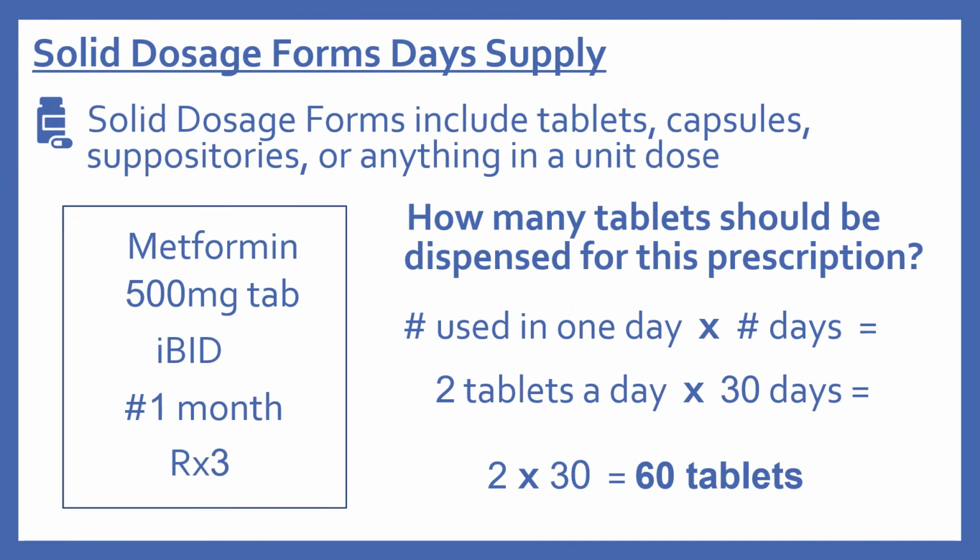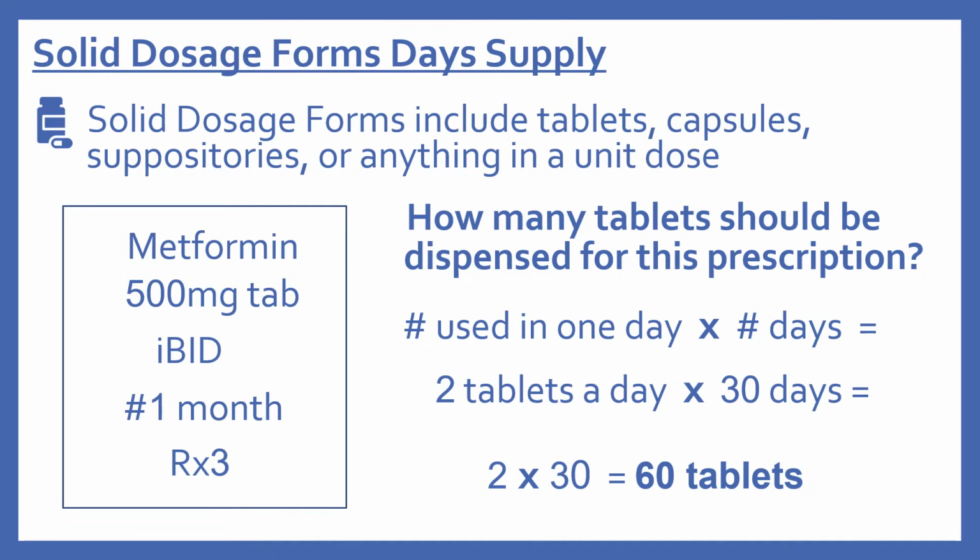So let's look more closely at the different types of prescriptions for the days supply. First, we'll start with the solid dosage forms. This includes tablets, capsules, suppositories, or anything that's in a unit dose. And I thought the best way to do this is to actually give prescription examples with a question. So this first one is for metformin 500 milligram tablets, 1 BID, that's 1 twice a day, dispense a 1-month supply, refill times 3. So how many tablets should be dispensed for this prescription?